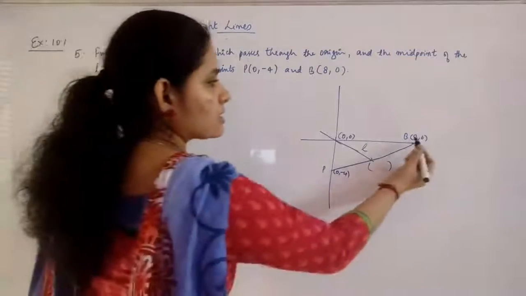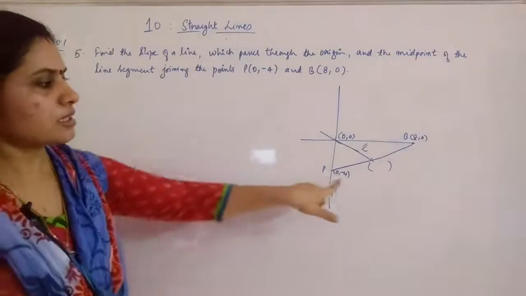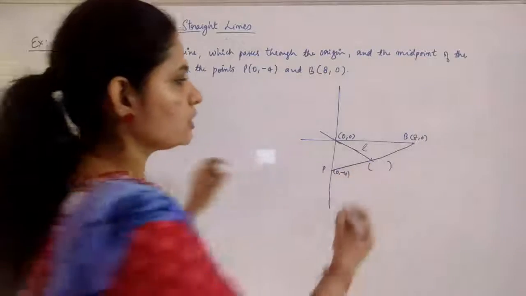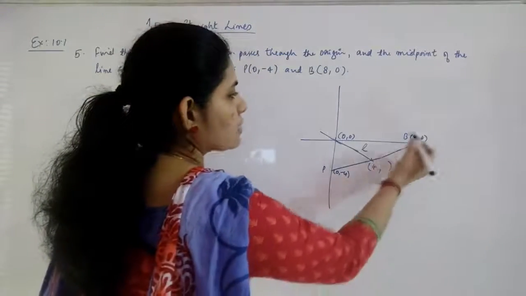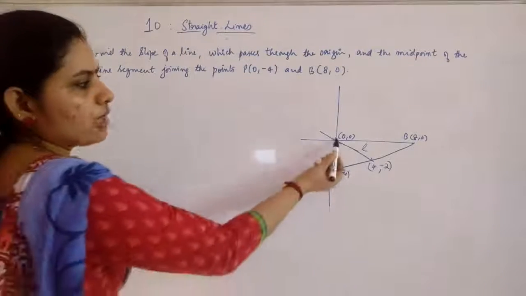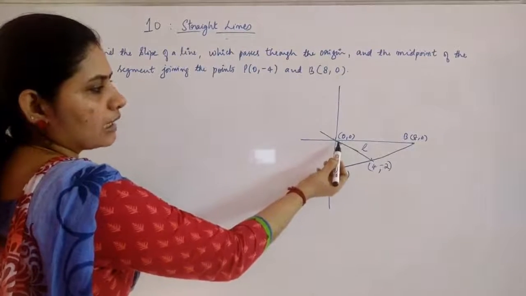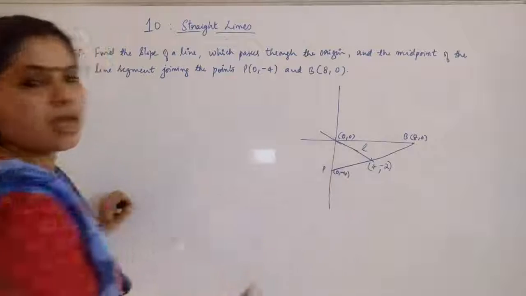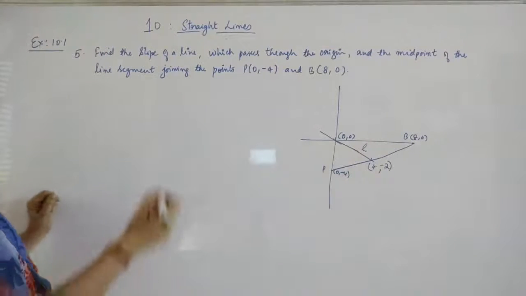Now how will you get it? You can use your midpoint formula: 0 plus 8 by 2 will give you 4, and -4 plus 0 by 2 will give you -2. So you have to find out the slope of the line passing through (0, 0) and (4, -2).